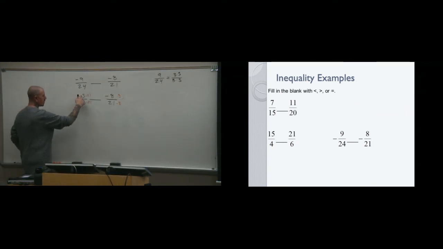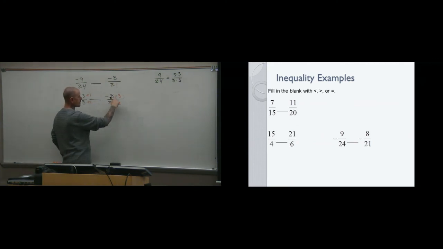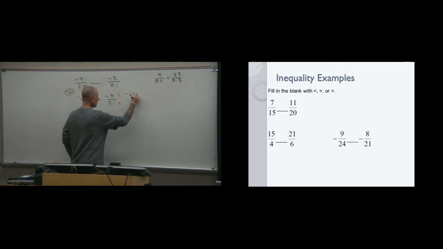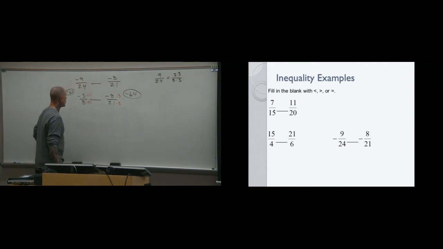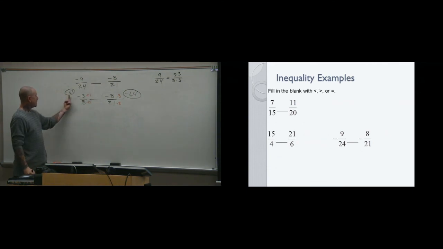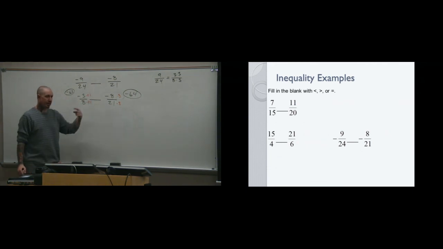So negative 3 times 21. Well, 3 times 21 is going to give me what? It's going to be 63. And it's going to be negative because they're different signs. So that's negative 63. Over here, 8 times 8 is what? 64. And since they're different signs, it's going to be a negative 64. So what I'm really comparing is negative 63 and negative 64.